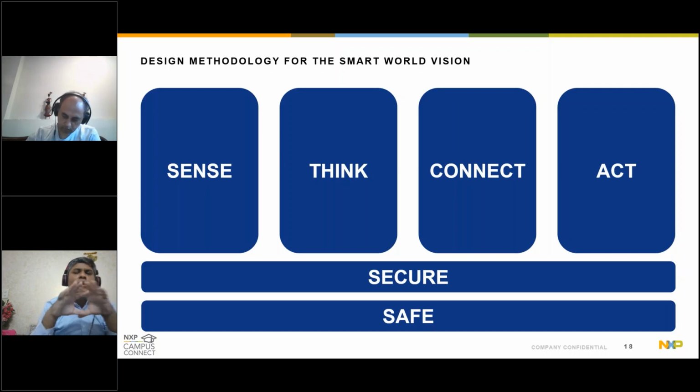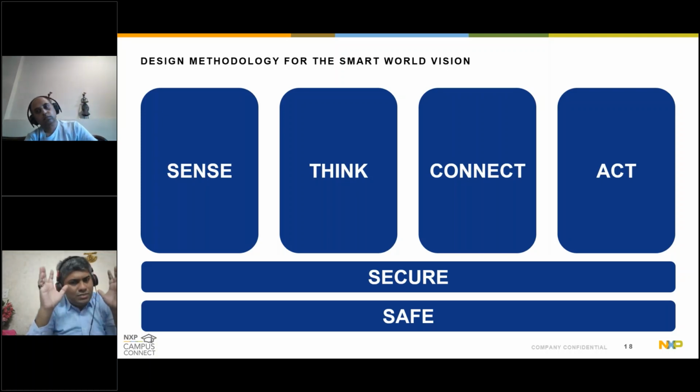So whatever we make as semiconductor components, our design methodology has to ensure that we are building the smart blocks with safety and security. That's why this slide is very important, so that you have the lateral viewpoint when we are addressing design. On the next slide, please.